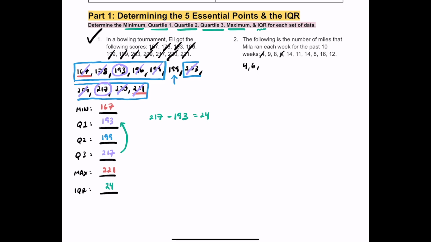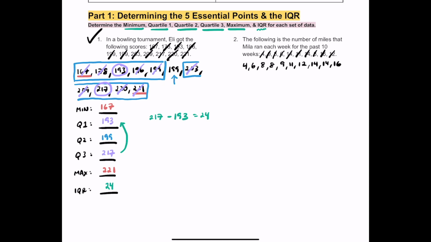And I see 2 8s. Hopefully I'm getting all these correct. 8 and 8. 9 and 11. I see a 9 and 11. I'm drawing 2 at a time here. I see a 12. And then a 14, 14, 16.